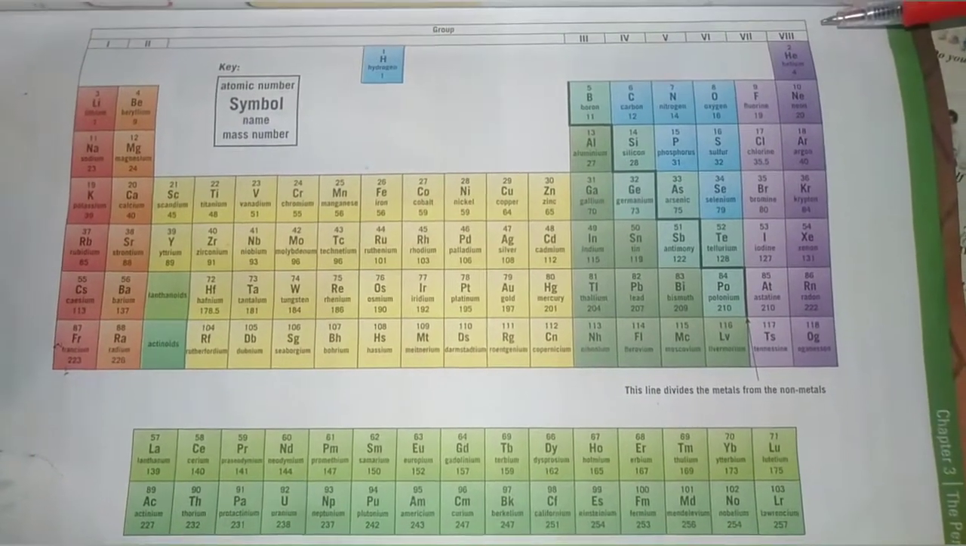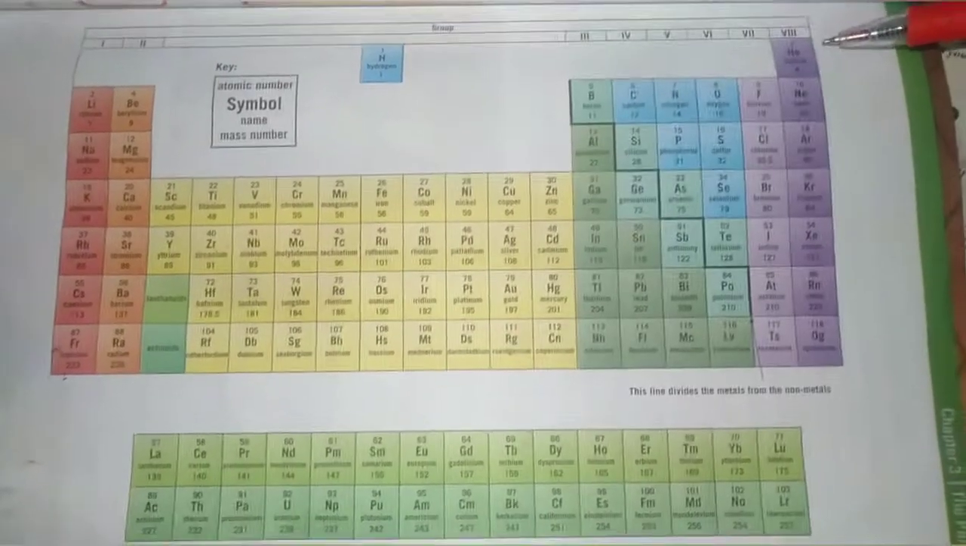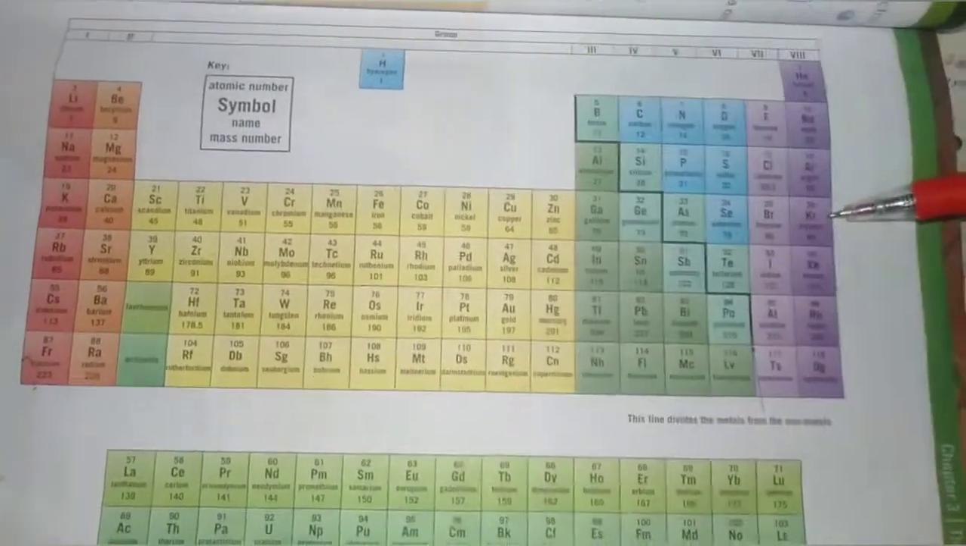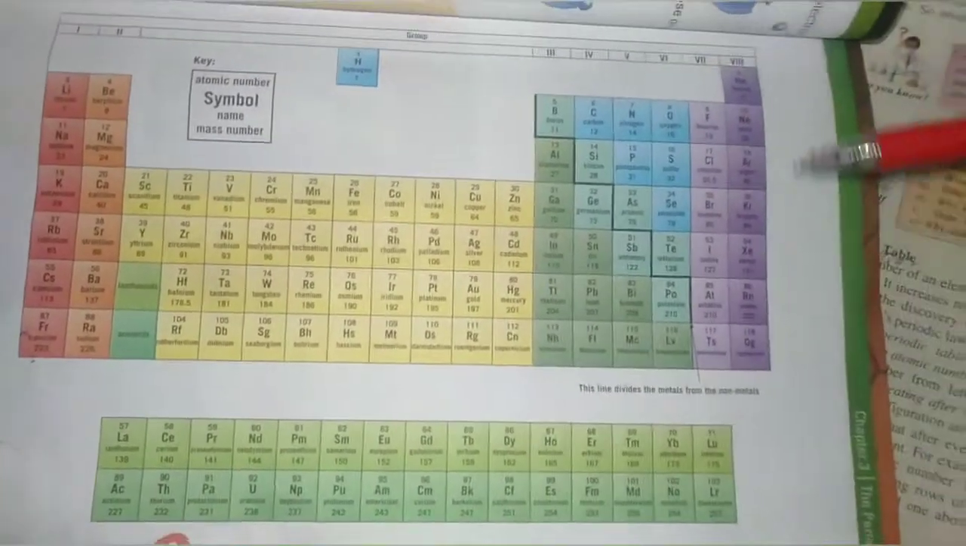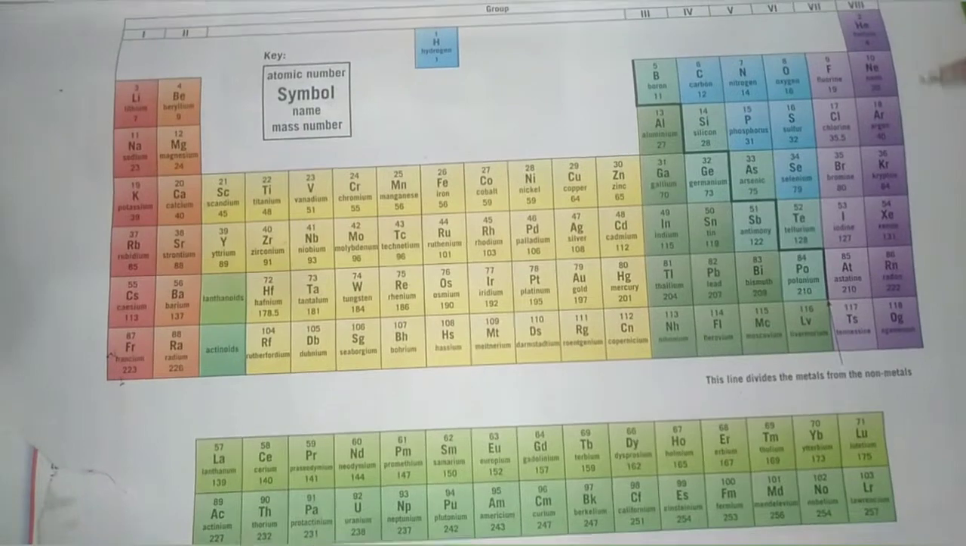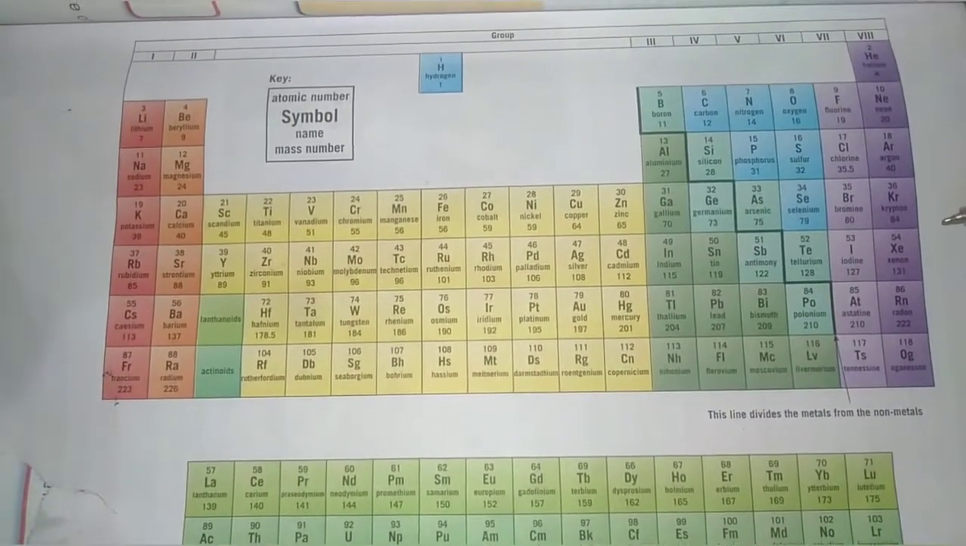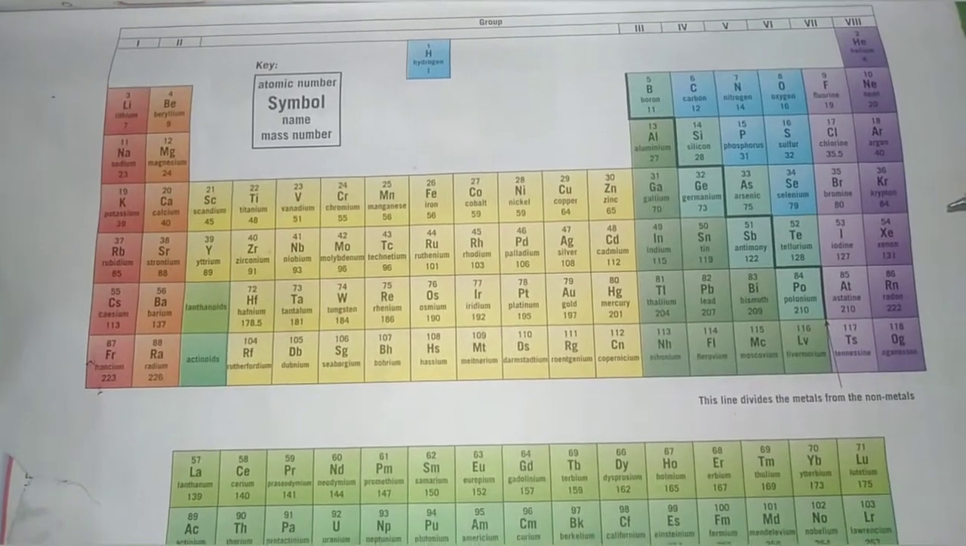This is group 8. It is also known as the zero group. Its elements are helium, neon, argon, krypton, xenon and radon, and they are known as noble gases. They are very unreactive elements because their outermost shells are full.